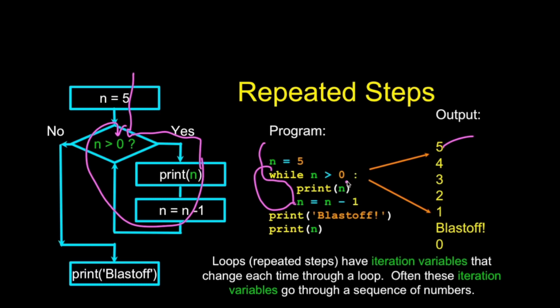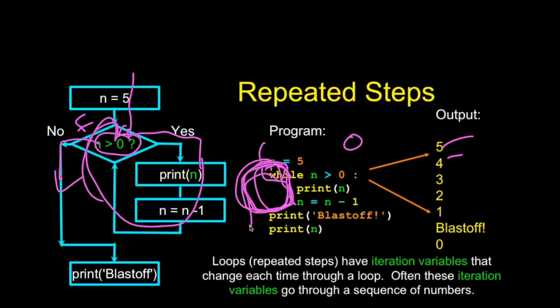Is n greater than 0? And the answer is, since it's 4, the answer is yes. So then it runs again. Then it prints out 4, subtracts it again, checks, prints 3, subtracts it again, prints 2, subtracts it again, prints 1, subtracts it again. Now n is 0, and so it comes back up. This question has now become false, so it's going to take the exit. So it's going to come down and run this line right here.